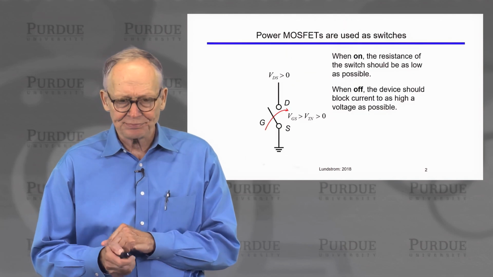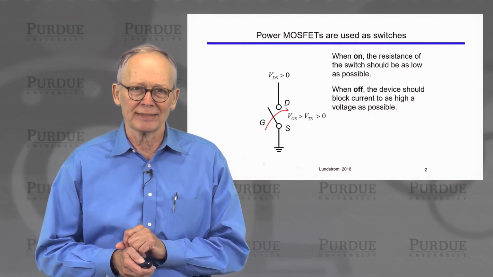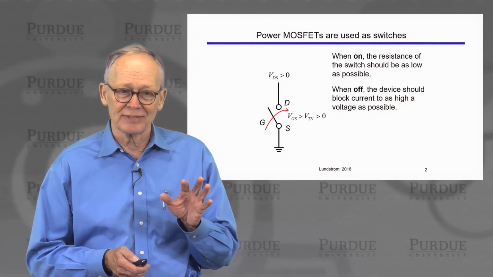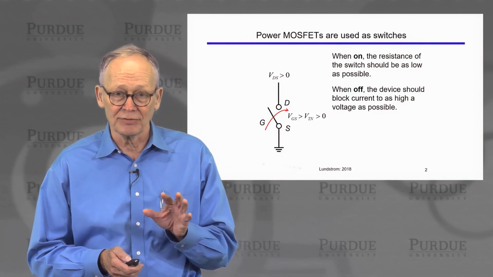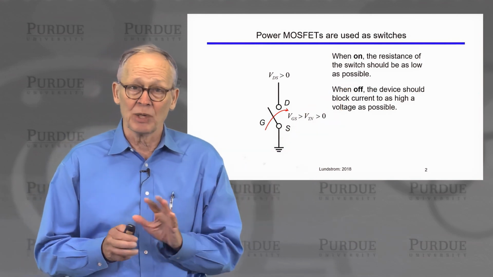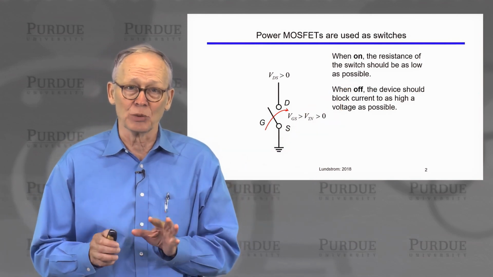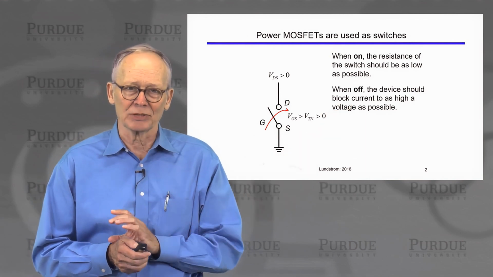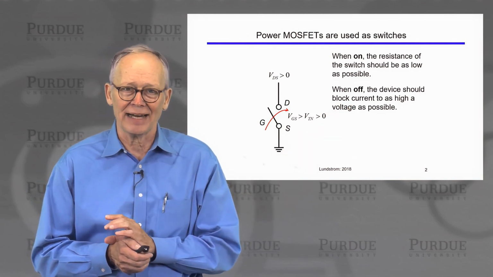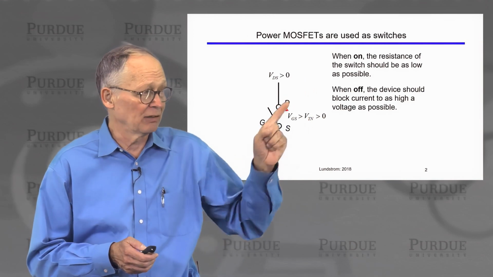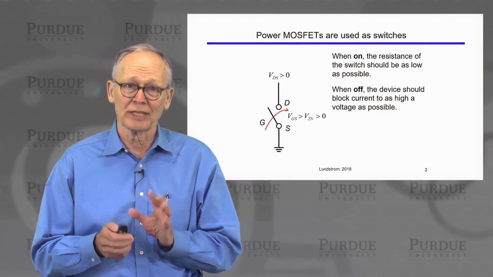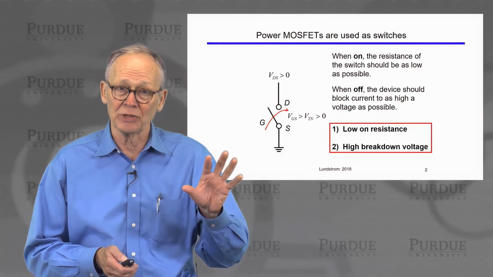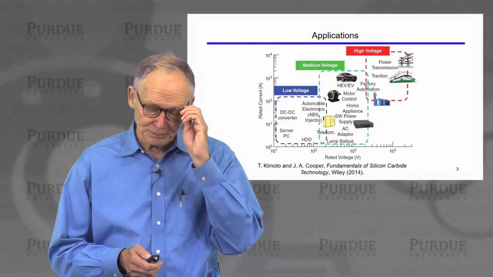haven't yet considered. So in power electronic systems, we are basically operating the MOSFET as a switch. The MOSFET is either on or off. When the switch is on, we want the resistance of the switch to be as low as possible. When the switch is off, we want the blocking voltage or the breakdown voltage to be as high as possible so that we can apply a large voltage across the terminals and no current will flow. So two very simple considerations: low on resistance, high breakdown voltage.